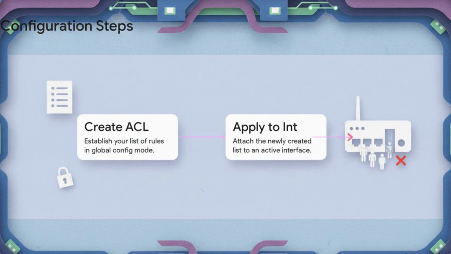I know command line syntax can feel a bit overwhelming. So let's just break the execution down into 2 super straightforward steps. Step 1, you create the ACL itself, essentially laying out your list of rules. Step 2, you take that list you just built and you apply it to an active interface. Because honestly, an ACL just sitting in a router's config does absolutely nothing until it's actually attached to a doorway.